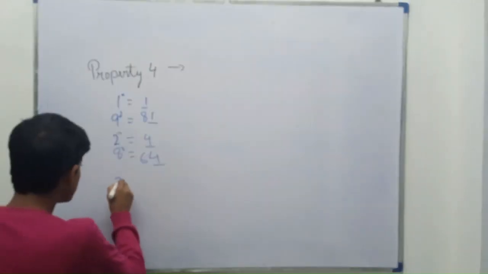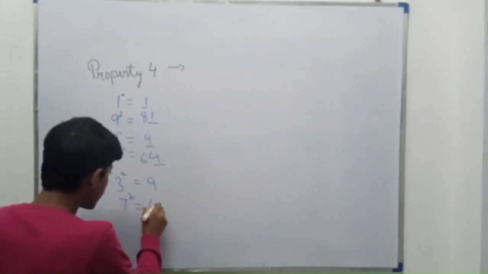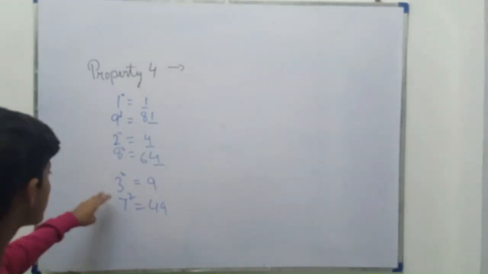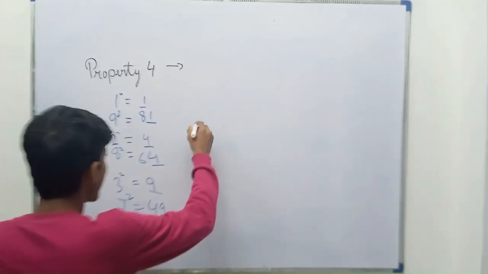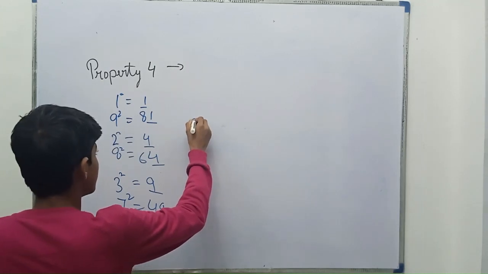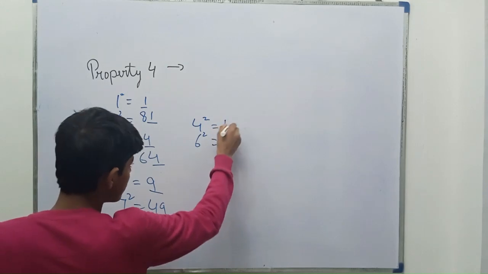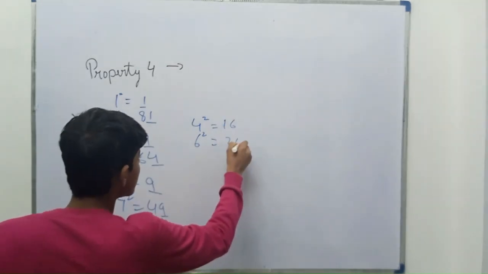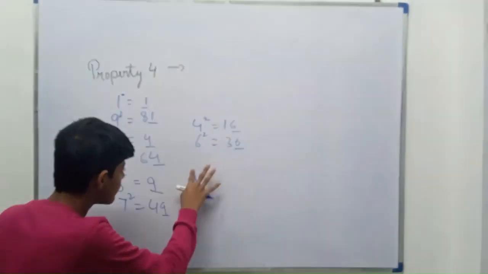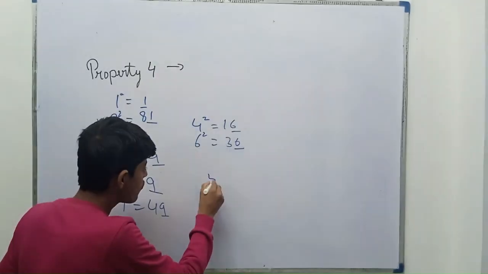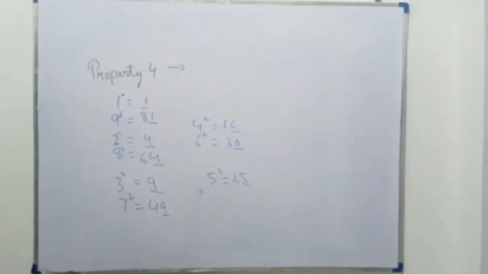If we take the square of 3 and the square of 7, here we have 9, here we have 49. So in the squares of 3 and 7, 9 as a unit digit is common. If we take the square of 4 and 6, the unit digit 4 has 16 and 6 has 36. Unit digit 6 is common in the squares of 4 and 6. And if we take the square of 5, it is 25. 5 is common in the square of 5 and no other number.